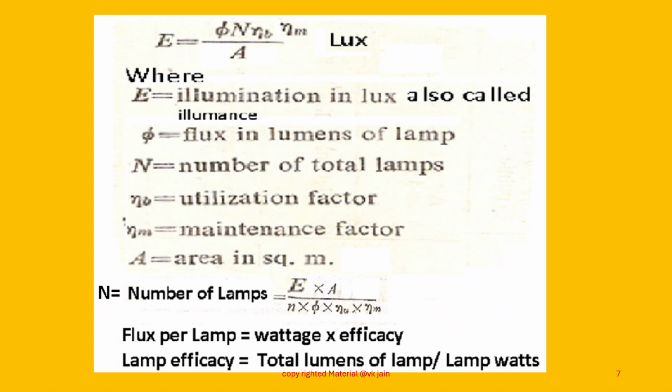Friends, now E equals phi into capital N, then coefficient of utilization and coefficient of maintenance, divided by area, where E is illumination in lux, also called illuminance. Phi is flux in lumen of lamp, and N is number of total lamps, and U is utilization factor, and Nm is maintenance factor. A is area in square meter.